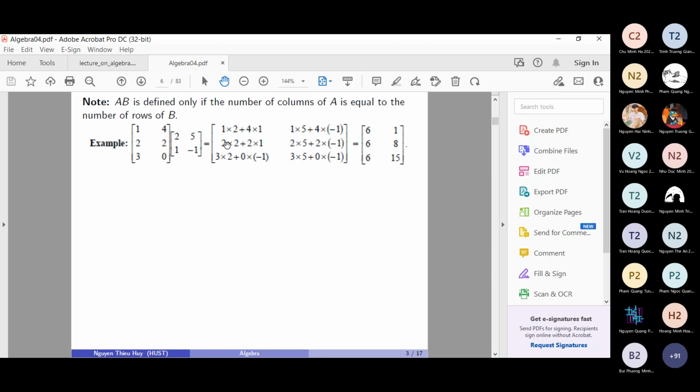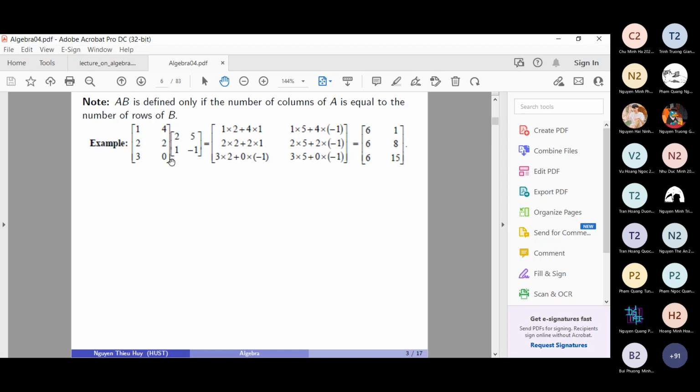So going to the second row and first column, second row multiply first column, so 2 times 2 plus 2 times 1, so we will obtain 6 again. So 4 plus 2 is 6, and so on. So you can obtain all of them.